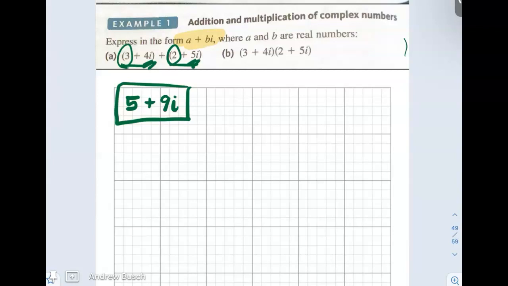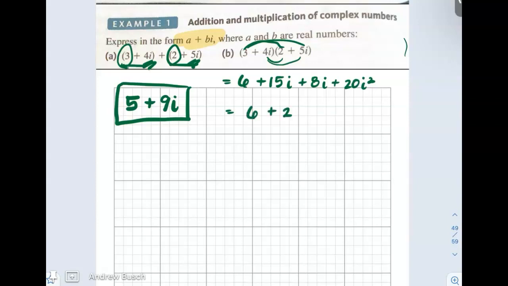Multiplying, you're going to treat, again, like variables, treat them like FOIL. So distribute the 3, we would get 6 plus 15i. Distribute the 4i, you get 8i plus 20i squared. Add your 15 and your 8 together, so we get 6 plus 23i plus 20i squared.